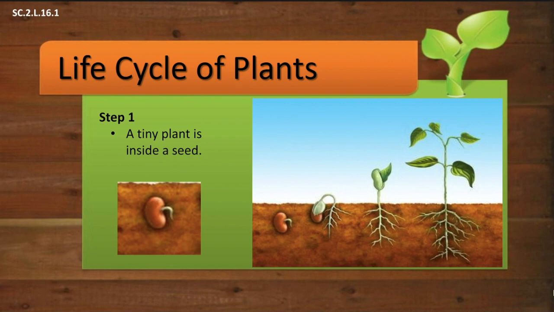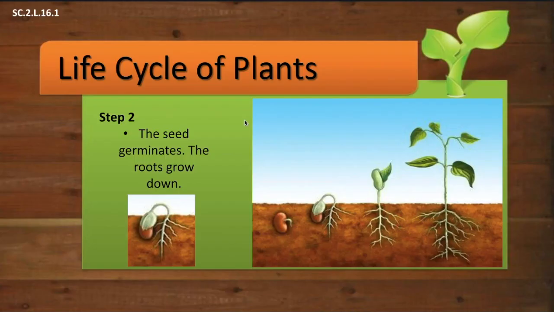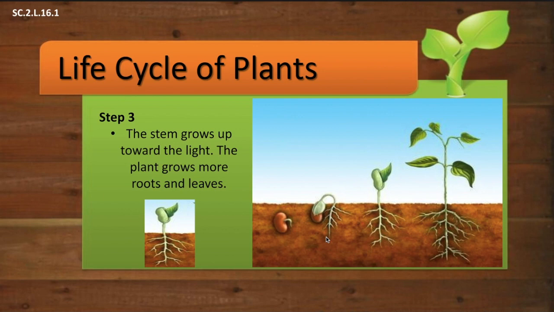Step 1, a tiny plant is inside a seed. So step 1, we have our seed. Step 2, the seed germinates, the roots grow down. Step 3, the stem grows up toward the light, the plant grows more roots and leaves, so this is step 3.